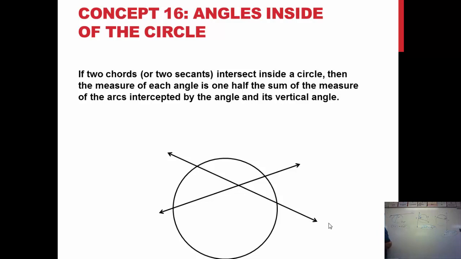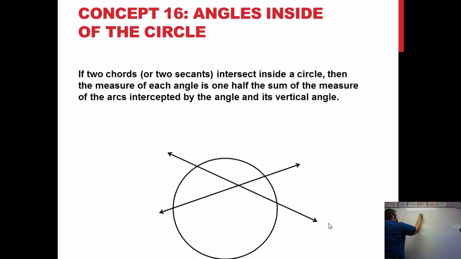If the lines intersect real close to an edge, I might get a really small, or pretty much 0 degree, arc, whereas the other arc would be maybe 100 degrees. So we take an average. What do I mean by that?